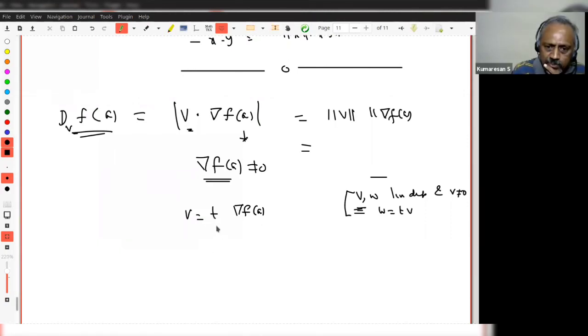You understand? Now what is this scalar? That also I can find out. Because all I have to do is take this. V is T times gradient f at a. Because V is this, therefore I know what T is. T is going to be this.